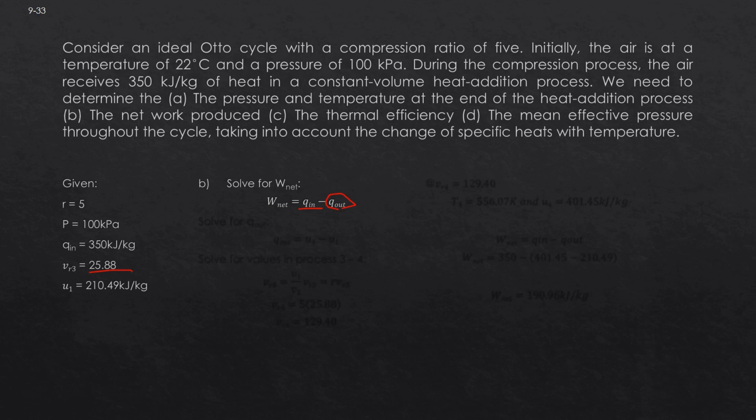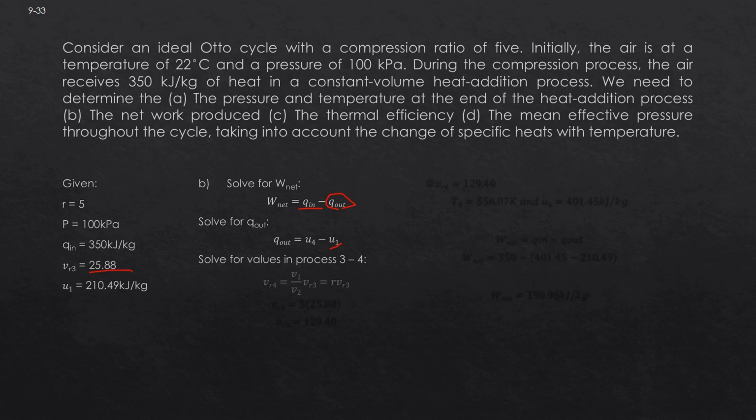In order to find the net work produced, we need to find Q out first. For Q out, we have the equation Q out equals U sub 4, or the internal energy at state 4, minus the internal energy at state 1. We already have the internal energy at state 1, but we don't have the internal energy at state 4. To find it, we need to solve for the values in process 3 to 4.